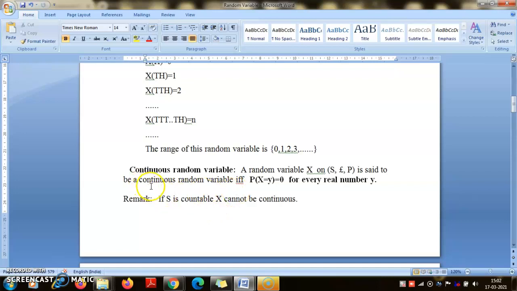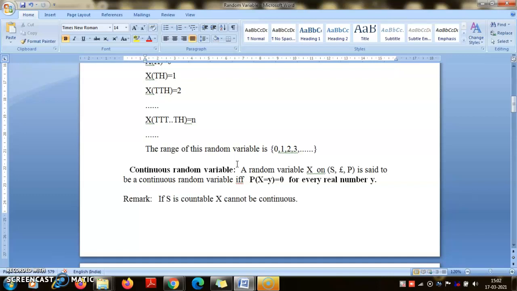Now there is a third type of random variable which is called a continuous random variable. This is a very peculiar case when you look at this definition for the first time. It is saying that probability X equal to y is 0 for every real number y. So it is assigning every value 0 probability.